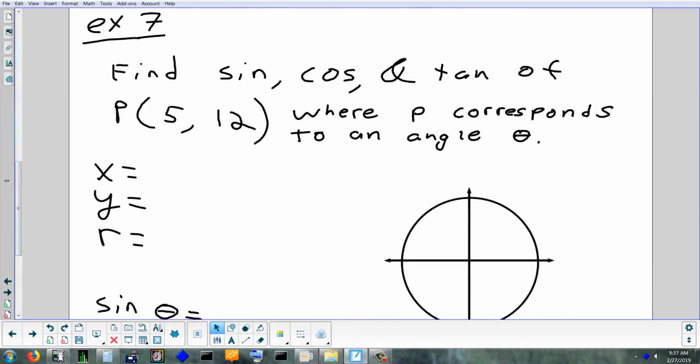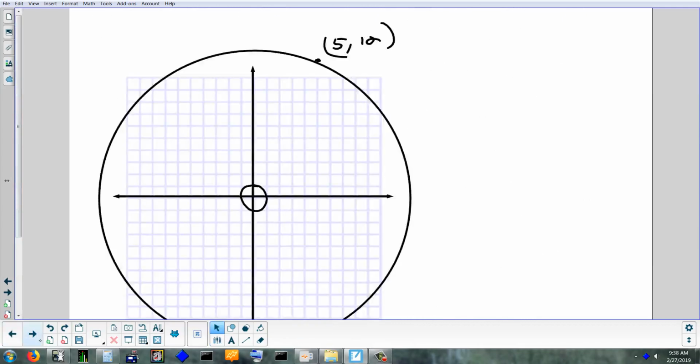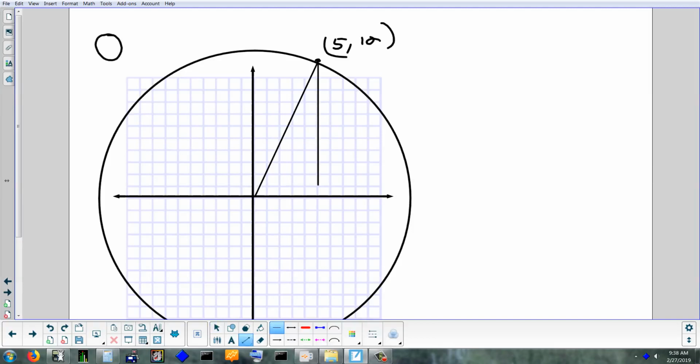Okay. What's X in this problem? 5. Yeah, we already have that. What's Y? 12. Now, what we don't have that we have to find is R. What I just drew is R. That's R. If I go like this, does anyone have a thought how we're going to find R?